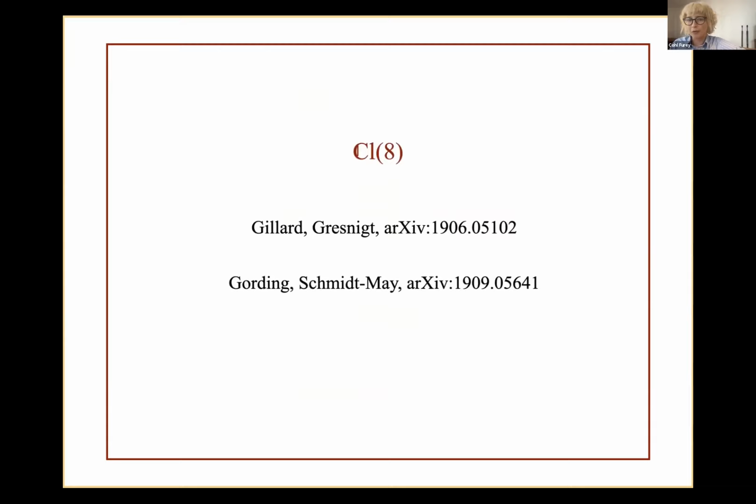Now, before moving on, I'd like to mention that there are two pairs of authors who have also been interested in CL8 and the standard model, namely Gillard and Gresnigt, and Gording and Schmidt-May, and their papers can be found here. Okay, so first to set up some notation.